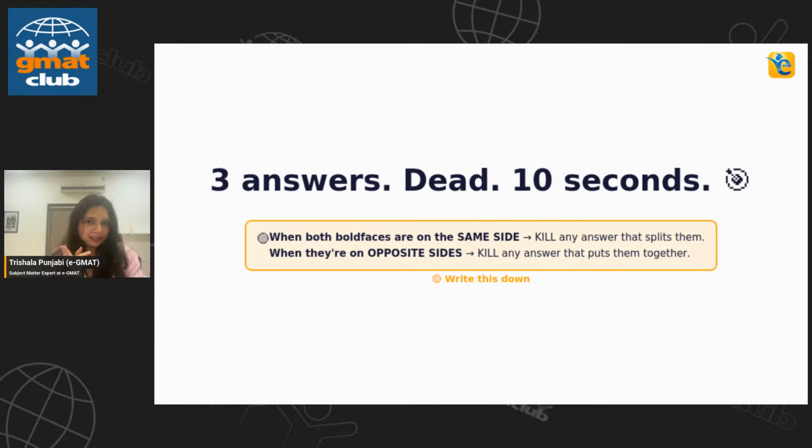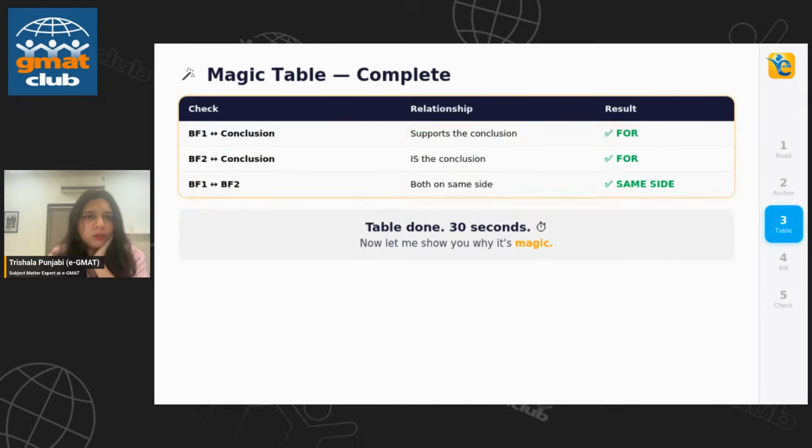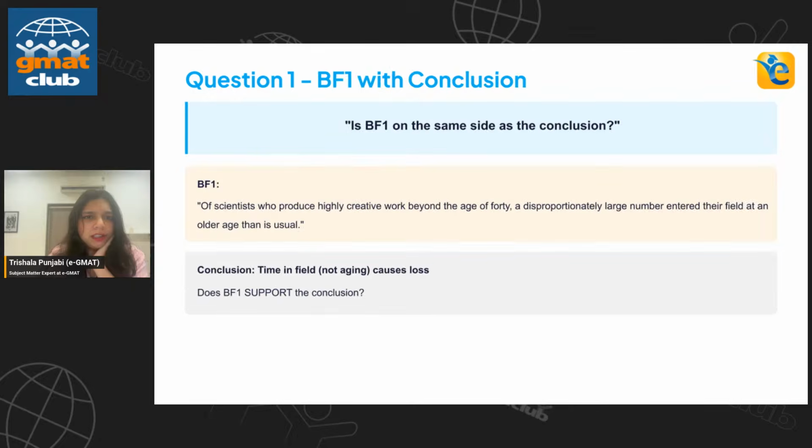When 2 boldfaces are on the same side, you kill any answer that splits them. And when they are on opposite sides, you kill any answer that puts them together. So based on this table, you can do a lot. Now we have 2 options, option A and option E. So now we have to go with surgical precision. The first is a claim. So first of all, when you read, you need to figure out, okay, is it a claim the accuracy of which is at issue in the argument? If we go back to boldface 1, where are we over there?